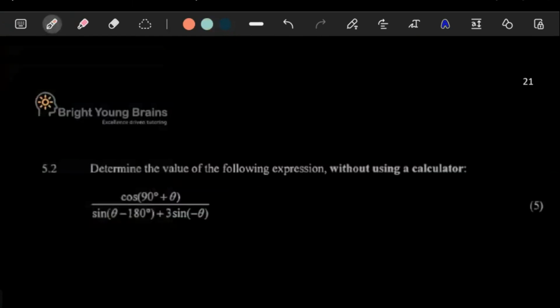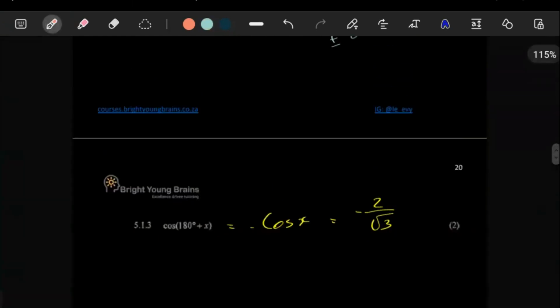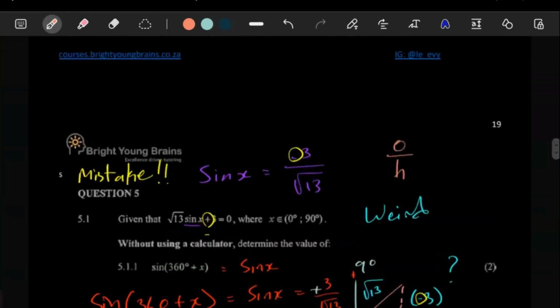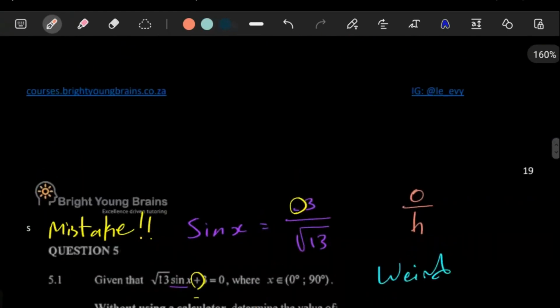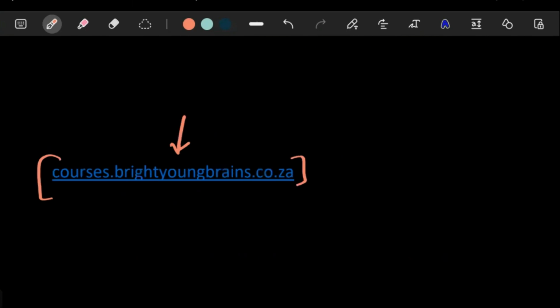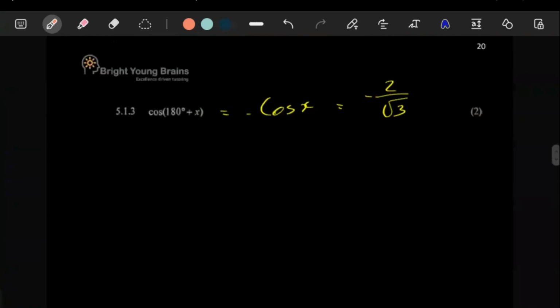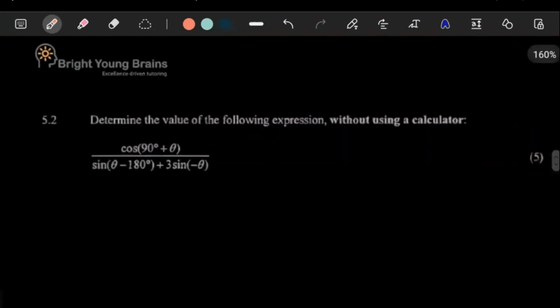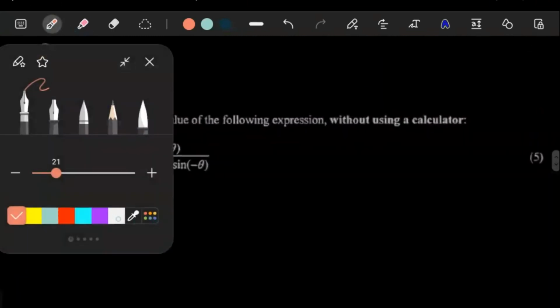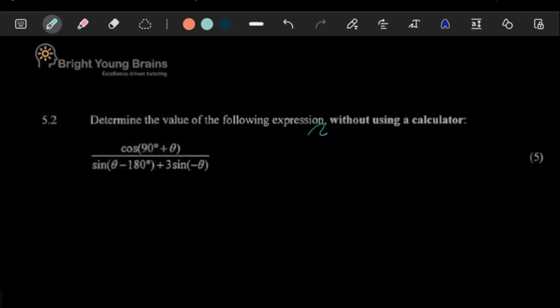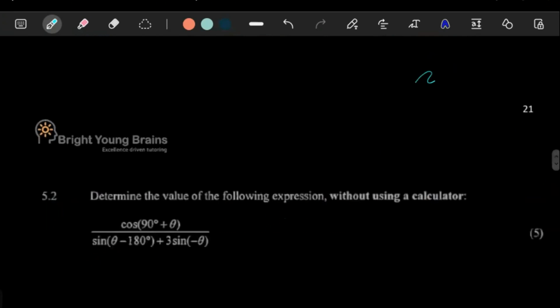5.2 says, but before I move on though, I think I can just emphasize a bit more that there's definitely a mistake over here. So, whoever is on the, what do they call it? The Department of Education, please do something, because it's definitely wrong. But anyways, let's see. 5.2 says, determine the value of the following expression without using a calculator. So we just need our cast diagram, CAST.